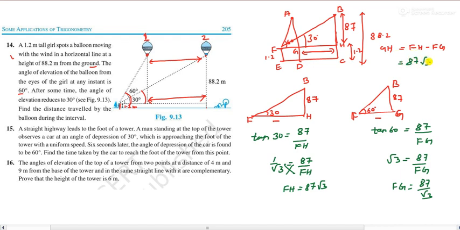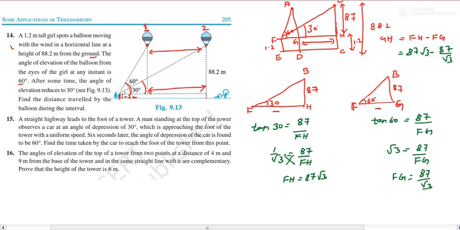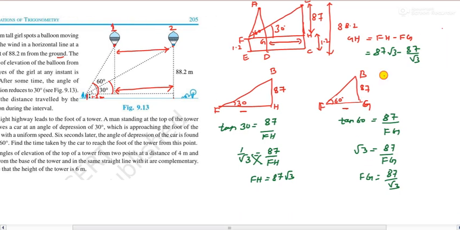87 root 3 minus FG is how much? 87 by root 3. On taking 87 common, you will get root 3 minus 1 by root 3. Okay, you can leave it up to here or just do the rationalization. So this will become 87 into, if you take LCM, root 3 into root 3, that is 3, right? Because the LCM is root 3. Root 3 into root 3 is 3. So this is 3 minus 1.